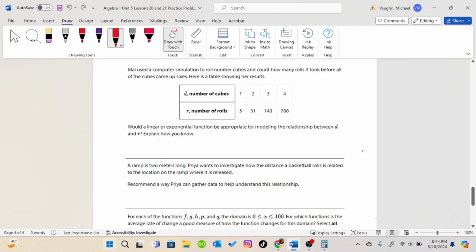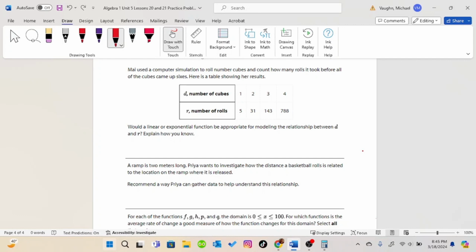I used a computer simulation to roll number cubes and count how many rolls it took before all of the cubes came up sixes. Here is a table showing her results. Would a linear or exponential function be appropriate for modeling the relationship between D and R? Explain how you know. So the first thing we want to look at is, are we adding the same amount each time? That would make it linear.